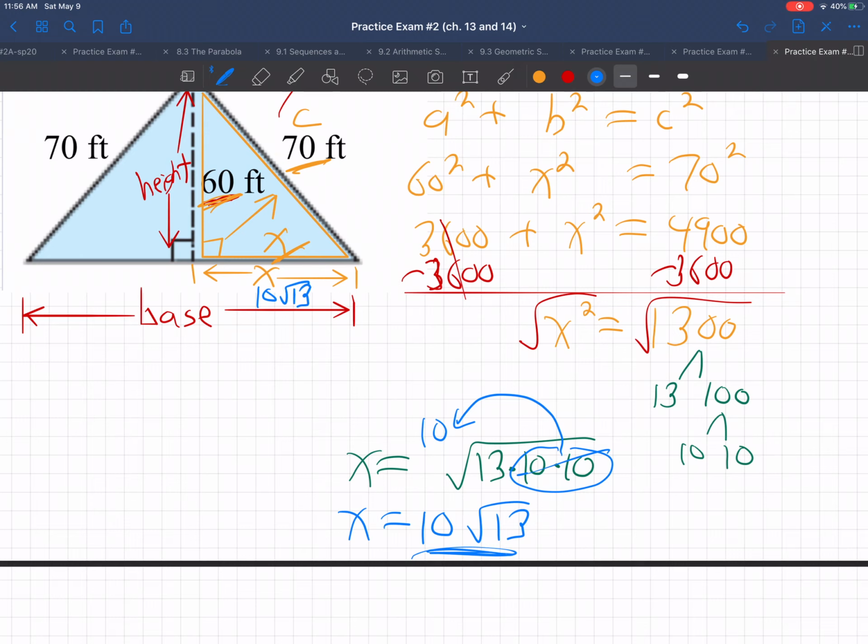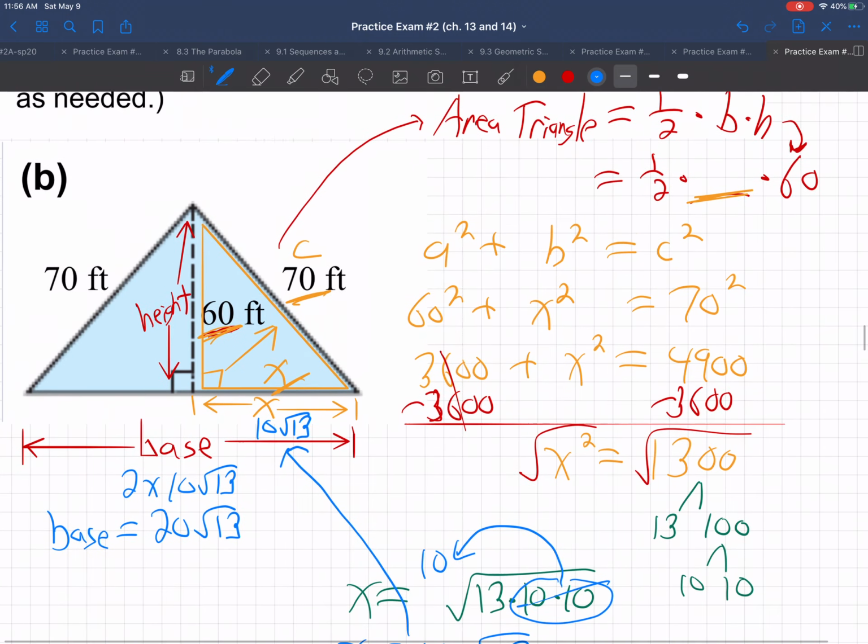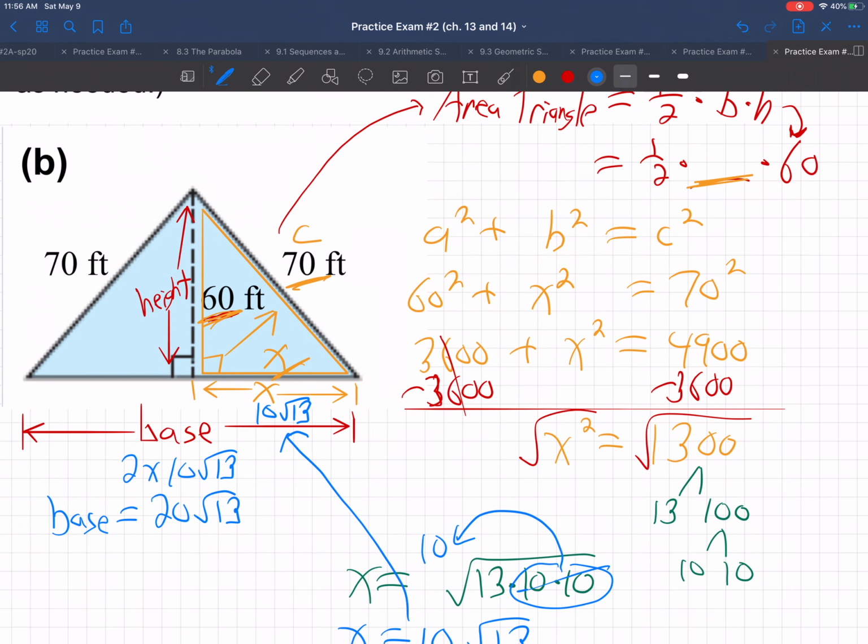But that's only half the base. What's the base? 2 times 10 root 13, right? The base is twice x. In other words, 20 root 13. Do you see that? So the x up there is 10 root 13, but that's half the base. So the base, the whole base of the whole shaded triangle, is double that. Double 10 root 13 is 20 root 13. That's the base.